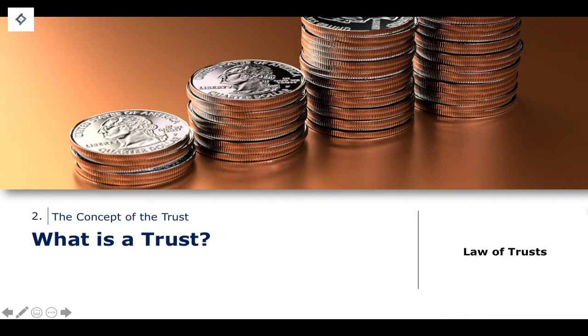So far, we've spent our time examining what the concept of equity is within the general perspective of equity in trust law. This lesson is now going to move on to the next of these elements, which is, of course, the element of the trust itself.